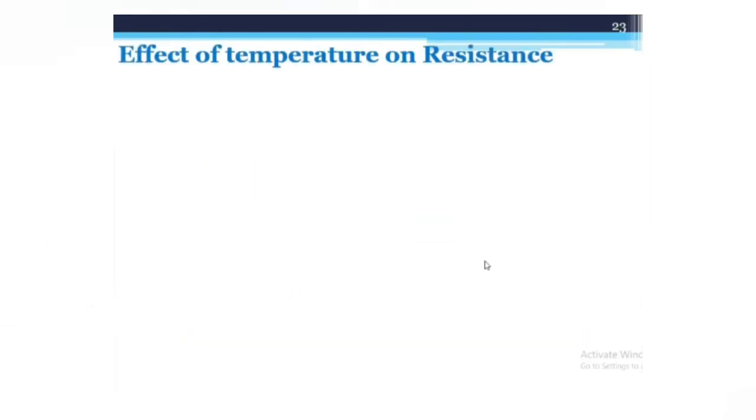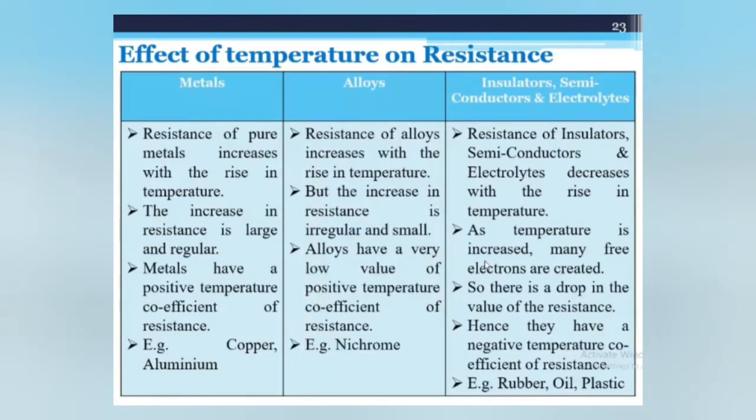Now, the effect of temperature on resistance. There are different materials: metals, alloys, insulators, semiconductors, and electrolytes. The resistance of pure metals increases with rising temperature. That means if you increase the temperature, the resistance increases. Similarly, the resistance of alloys increases with the rise in temperature. But in insulators, semiconductors, and electrolytes, the resistance decreases with the rise in temperature.